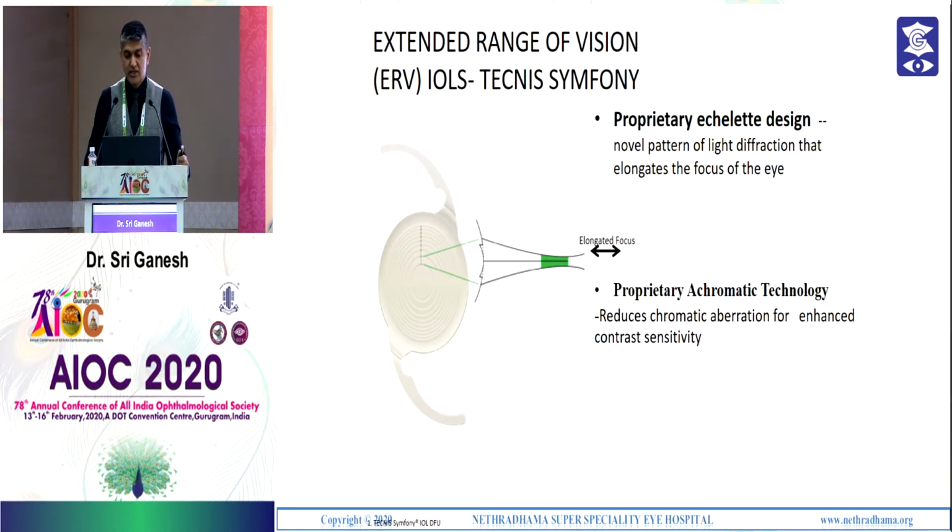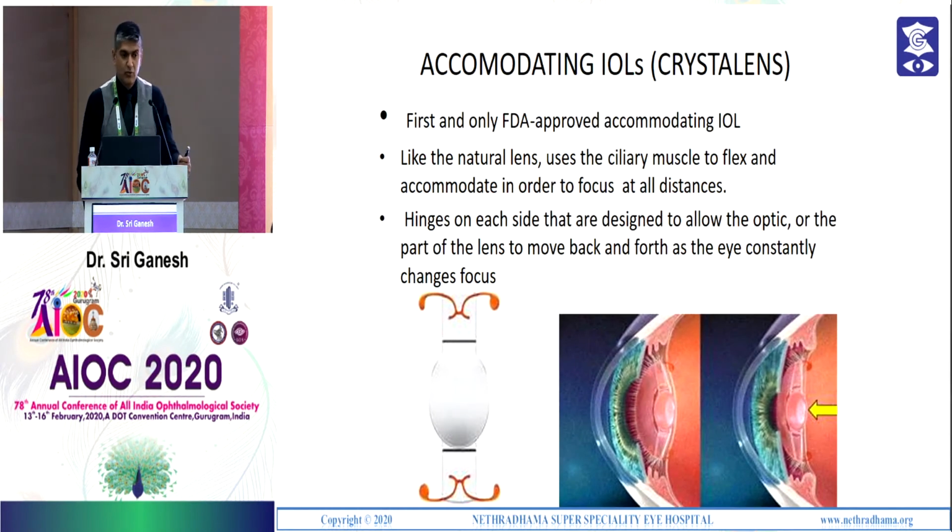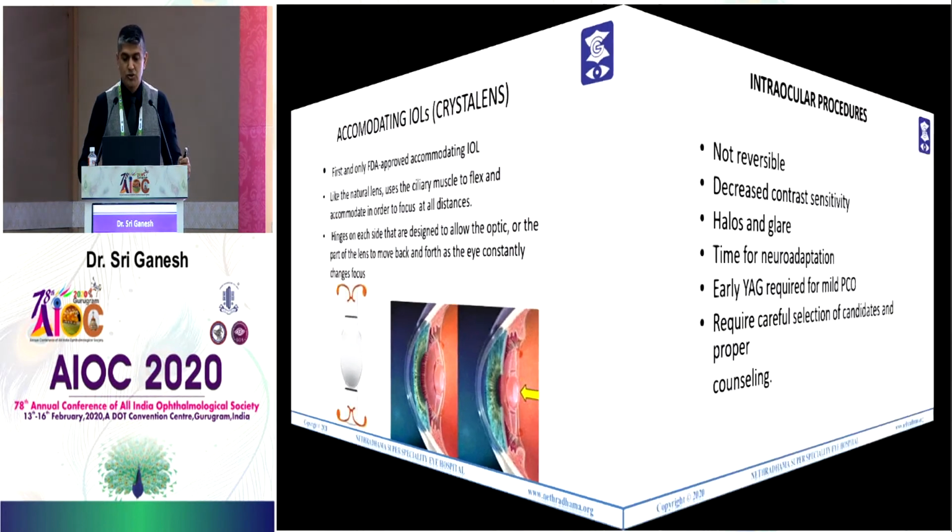You also have the extended depth of vision lenses, typically the Symfony, which has a proprietary echelette design, which elongates the focus in the eye, and combined with achromatic technology, which reduces chromatic aberration, it gives a good quality of vision. Accommodative IOLs are by and large obsolete. The Crystalens, which was the first FDA approved lens, has been used, but you can see that there is not much accommodation which happens, so basically these are not being used much.